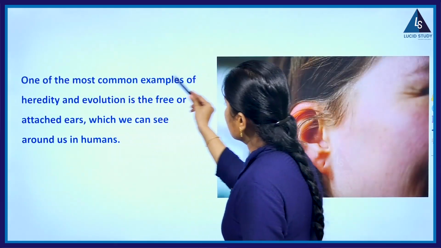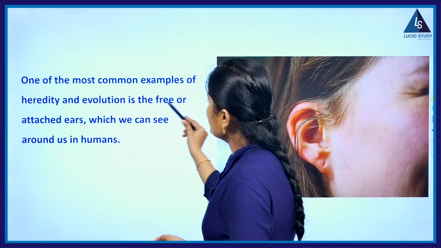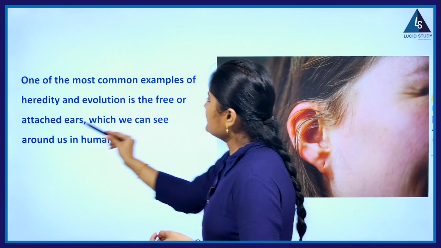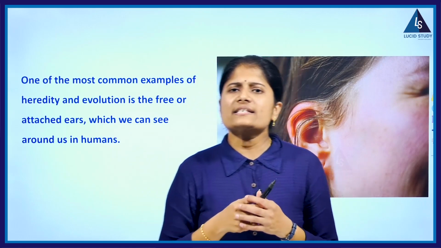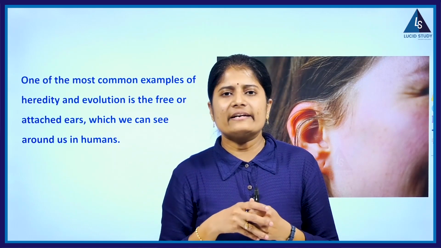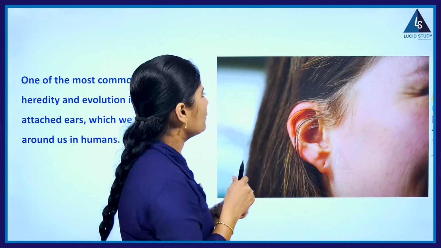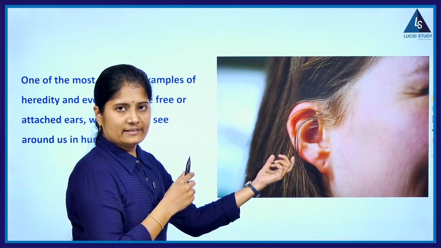One of the most common examples of heredity and evolution is free or attached ears, which we can see around us in humans. This is one of the examples which we can see in day-to-day life, as you are going to see many different kinds of people who have quite different ears here.